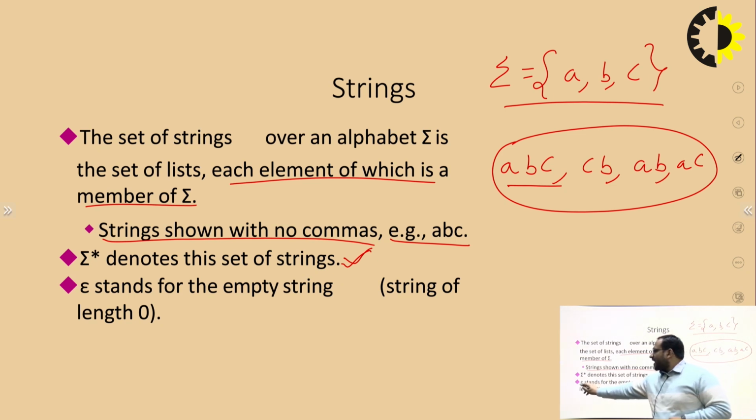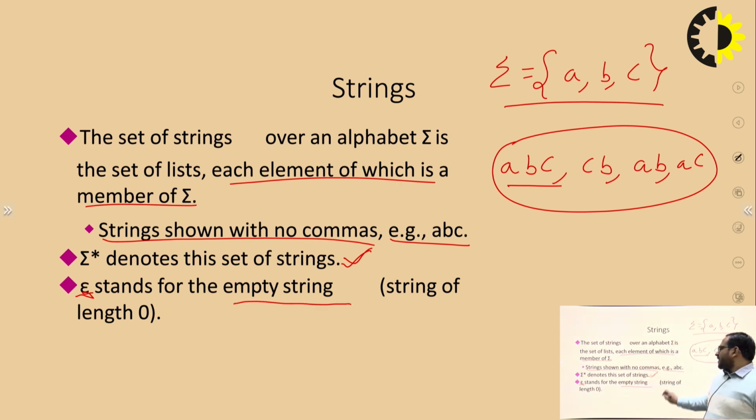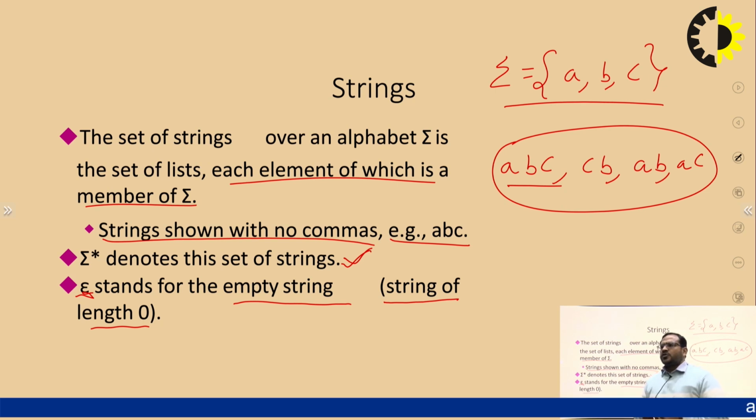And what is epsilon? Epsilon is a symbol which we use when we are going to design a finite automata. Epsilon stands for the empty string, a string of length 0, when there is no length of the string. So a blank string is represented in automata by using this symbol, epsilon.